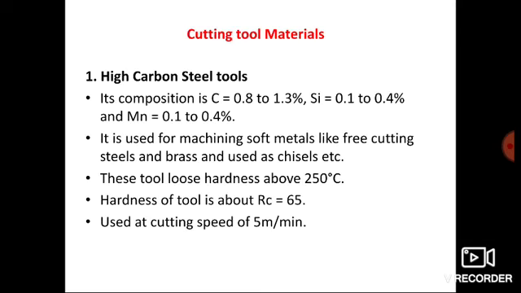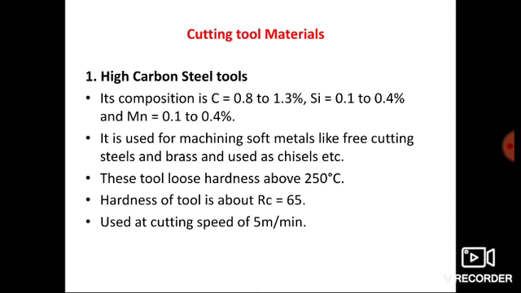Its composition is carbon 0.8 to 1.3%, silicon 0.1 to 0.4%, and manganese 0.1 to 0.4%, and the remaining will be iron. That is the composition of high carbon tool steel. It is used for machining soft materials like free cutting steel and brass, and used as a chisel. So this high carbon tool steel is used for cutting soft steel. You cannot cut hard material with a tool made of high carbon steel.